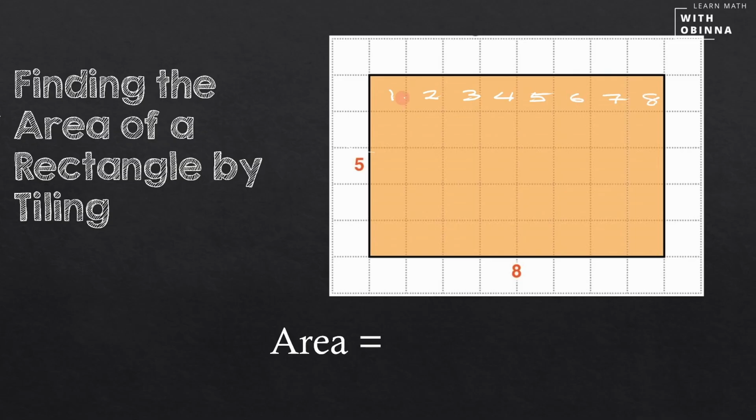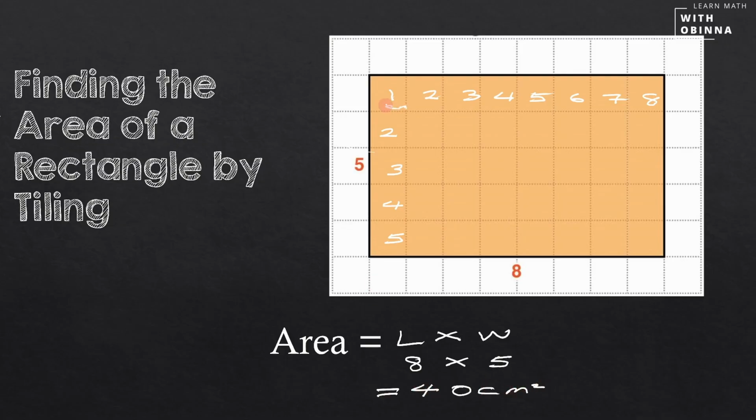So we have 8 on the horizontal lines. And how many do we have on the vertical? 1, 2, 3, 4, 5. So this is 8 by 5. Remember that area is length times width. The length is 8 and our width is 5. Therefore, the area is 8 times 5, which is 40 cm squared.